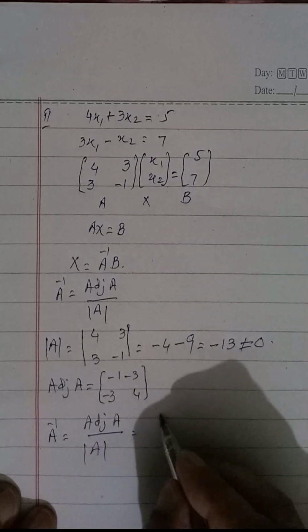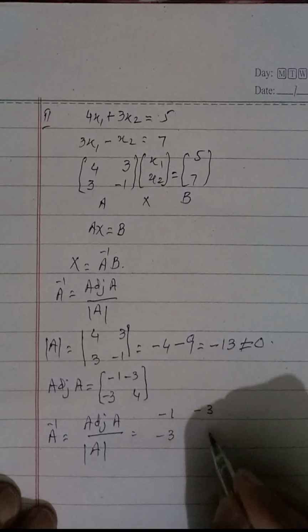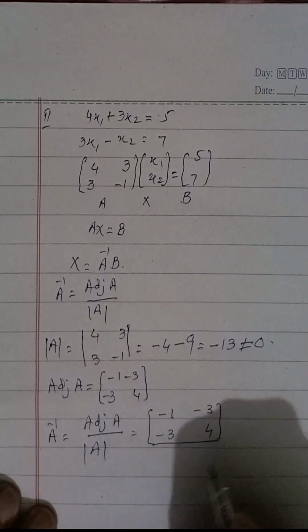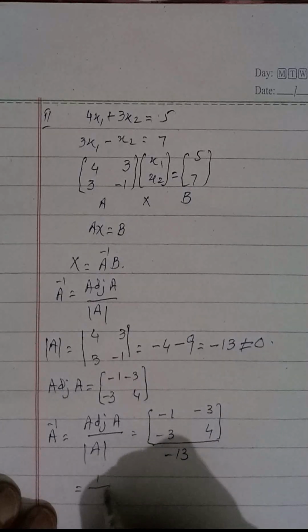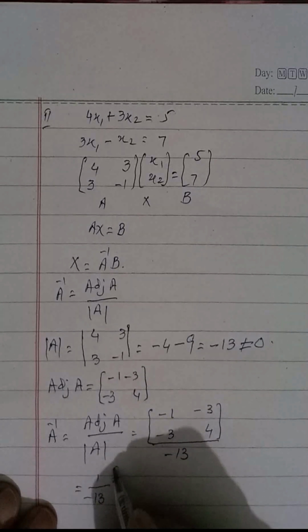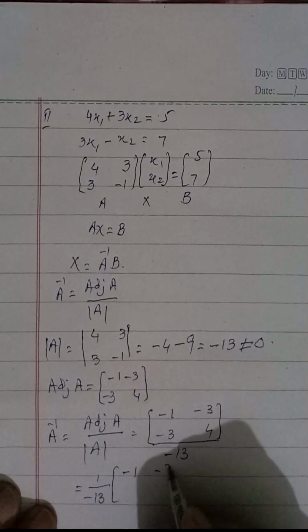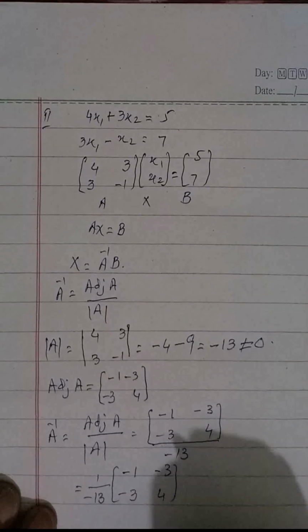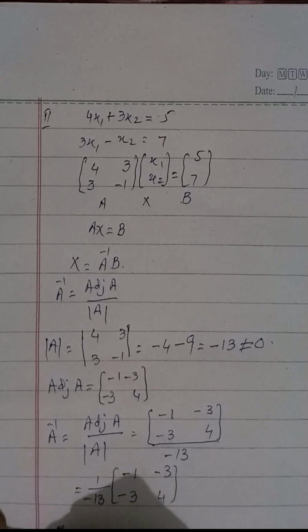Adjoint A is [[-1, -3], [-3, 4]], divided by -30, and we can write it as 1 over -30 times [[-1, -3], [-3, 4]]. Now find the value of x.